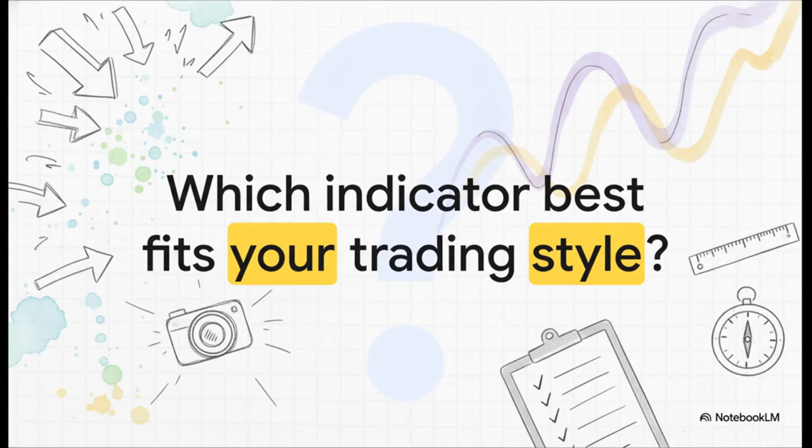And that really brings us to the final question, the one you need to ask yourself. What kind of trader are you? Do you need that hyper-responsive, in-the-moment snapshot that Williams %R gives you? Or does your strategy benefit more from the smoothed-out consistency check you get from the RSI? There's no right or wrong answer here, but knowing your own style is the key to choosing the right tool for the job.